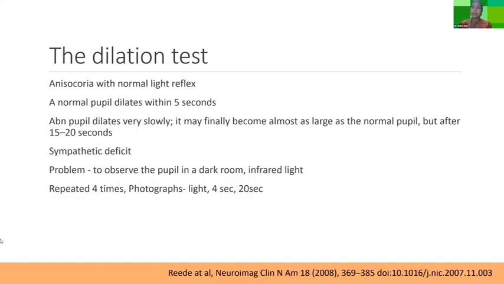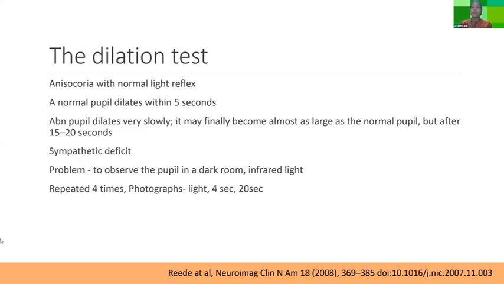And then the dilation test. The dilation test is performed whenever there is anisocoria with a normal light reflex. So whenever we suspect Horner syndrome, the dilation test is a must. The normal pupil dilates within 5 seconds, but the abnormal pupil, as in Horner's pupil, dilates very slowly. It may finally become almost as large as the normal pupil, but only after 10 to 20 seconds. This is because of a sympathetic deficit.